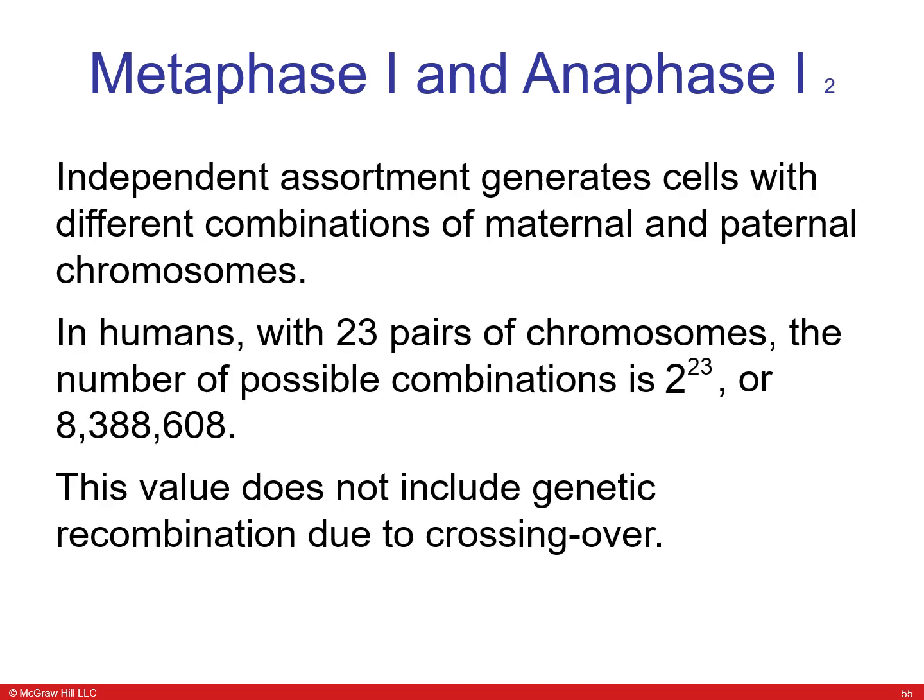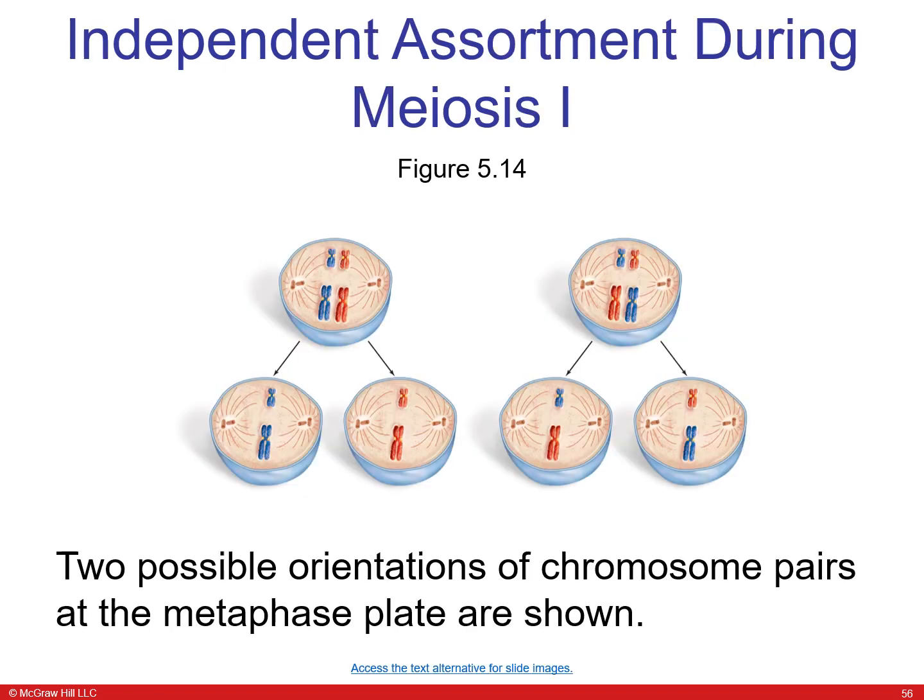So independent assortment generates cells with different combinations of maternal and paternal chromosomes, the mommy and daddy chromosomes. So in humans with 23 pairs of chromosomes, the number of possible combinations is 2 to the 23rd power, or 8,388,608 possibilities. And this value does not include genetic recombination due to crossing over. So independent assortment during meiosis 1, there are 2 possible orientations of chromosome pairs at the metaphase plate shown here.